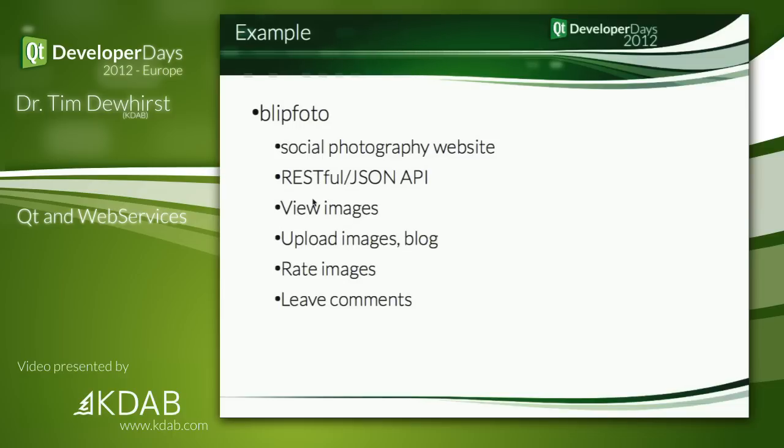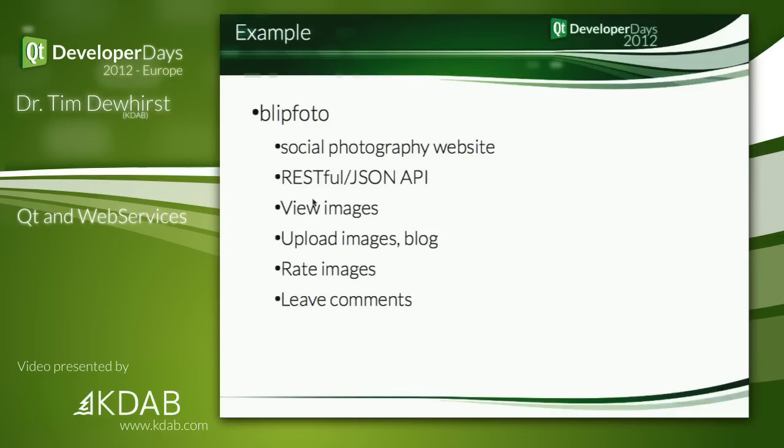There is a company in Edinburgh called Blip Photo. It's a social photography website. They have a RESTful JSON API, and the idea is that you can view images, upload your own images, and write a small blog about the photograph you're taking. You can rate images, leave comments, subscribe to other users, and manage your subscriptions. They have a pretty comprehensive and reasonably sane web services API for creating your own custom client or taking the data and putting it on your own website.